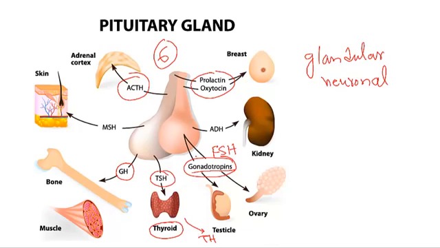It also targets, by secreting follicle stimulating hormone, the testicle or ovary in case of male and female respectively. And in this case, with the help of this, the follicles in the ovaries of the female are stimulated, leading to the growth of follicles and the production of estrogen.